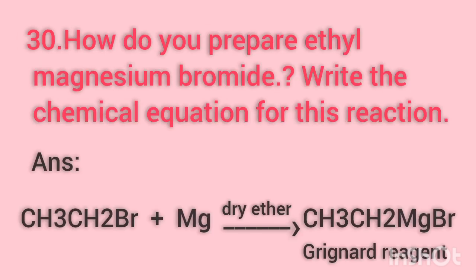30th question. How do you prepare ethyl magnesium bromide? Write the chemical equation for this reaction. Answer. CH3CH2Br plus Mg in the presence of dry ether react to give CH3CH2MgBr, a Grignard reagent.